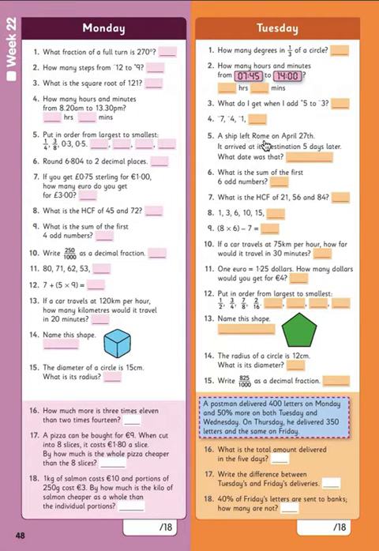A ship left Rome on this date. It arrived at its destination 5 days later. What date was that? 5 days from this. What is the sum of the first 6 odd numbers? So similar to this one, except rather than the first 4, you're adding the first 6.